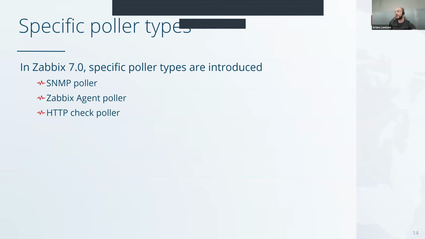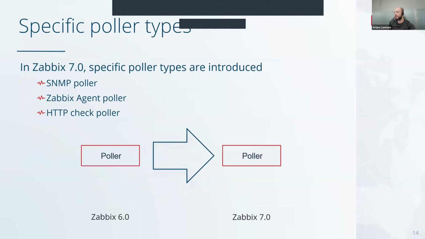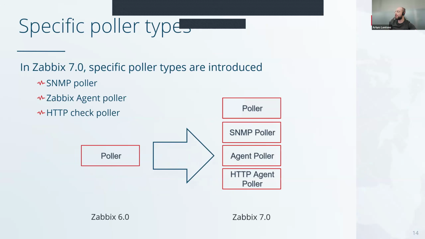To alleviate this, first off, we've split the poller process into three different poller types. We have an SNMP poller, Zabbix agent poller, and HTTP check poller now. That enables you to scale your environment in a simpler fashion, depending on what type of metrics you are collecting. Here we can see a visualization from just one poller process. We now have poller and also SNMP poller, agent, and HTTP agent poller. The regular poller process still remains. It's responsible, for example, for port checks and things under simple check, but it doesn't do SNMP polling, agent polling, and HTTP polling anymore.